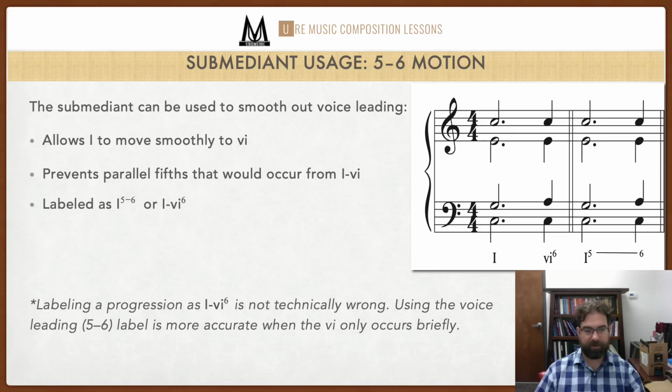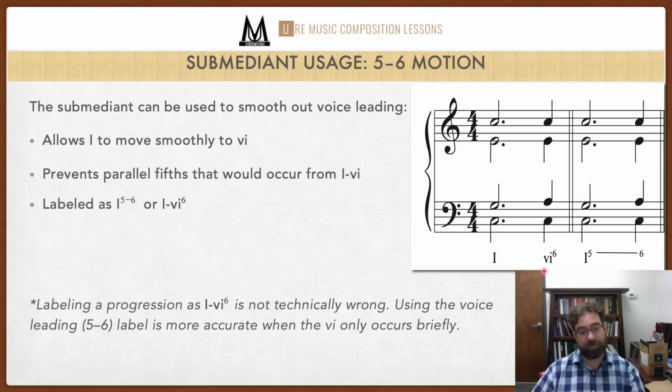So the submediant usage, there's a few ways to look at it. You can think of it as a one chord moving to a six chord. Oftentimes what we'll do is we'll just indicate the voice leading. So we'll say there's a fifth above the bass, it's G, and then it just moves to a sixth above the bass. So you notice that there's no difference in the way that this is voiced. It's just in one example we indicate an actual sixth chord, and in another example we indicate the voice leading.